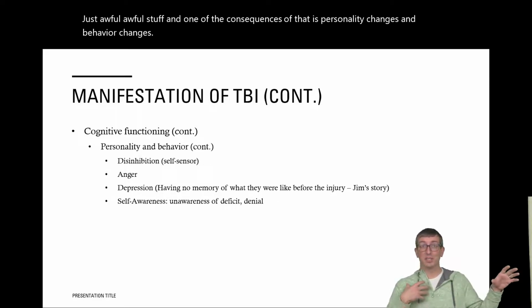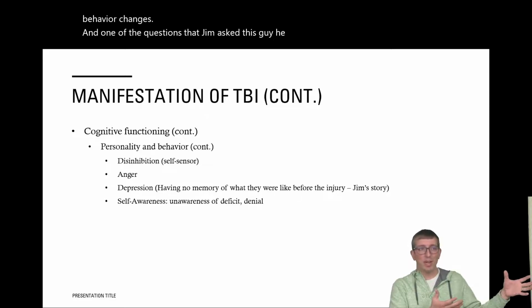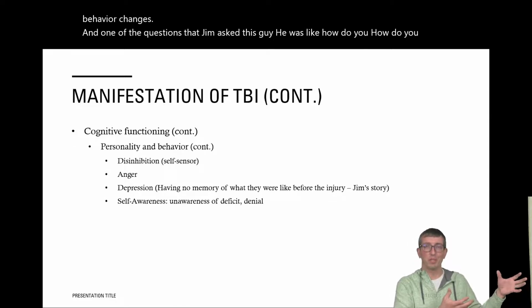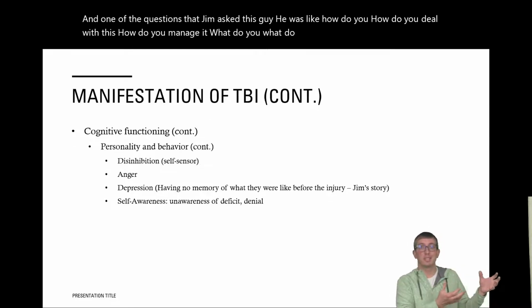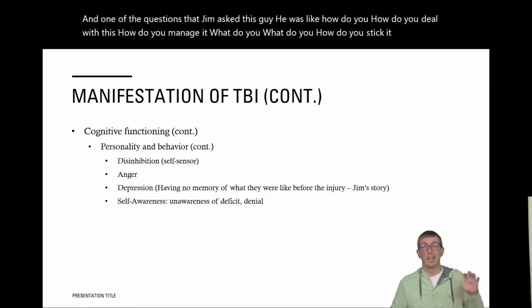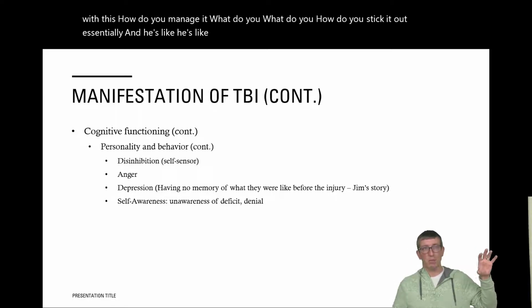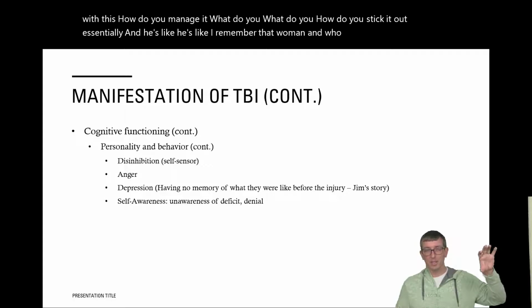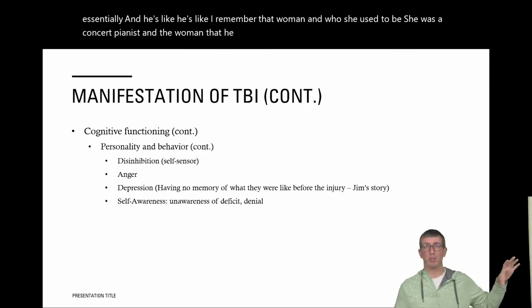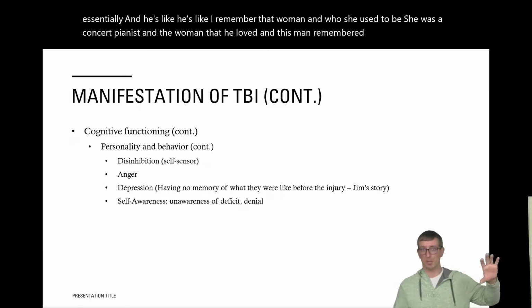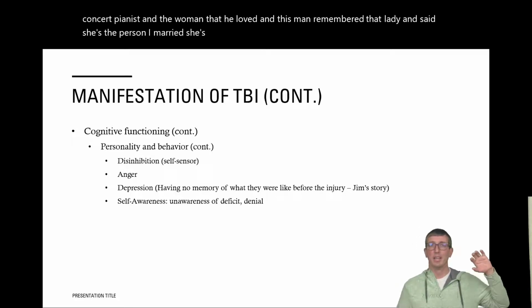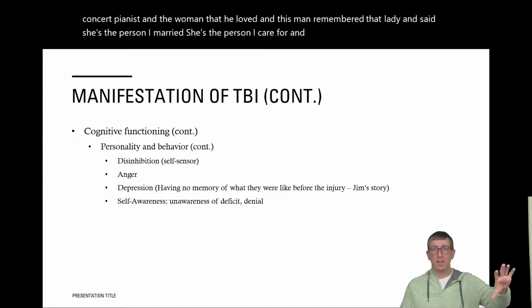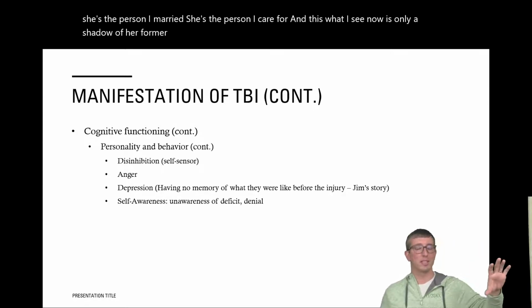And one of the questions that Jim asked this guy was, "Well, how do you deal with this? How do you manage it? How do you stick it out, essentially?" And he's like, "I remember that woman and who she used to be." She was a concert pianist and the woman that he loved. And this man remembered that lady and said, "She's the person I married. She's the person I care for. And what I see now is only a shadow of her former self. And I still love her and I still care for her."